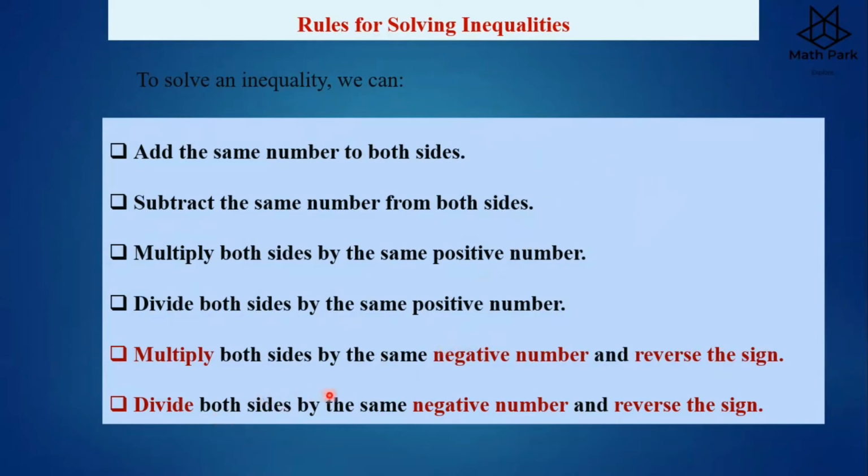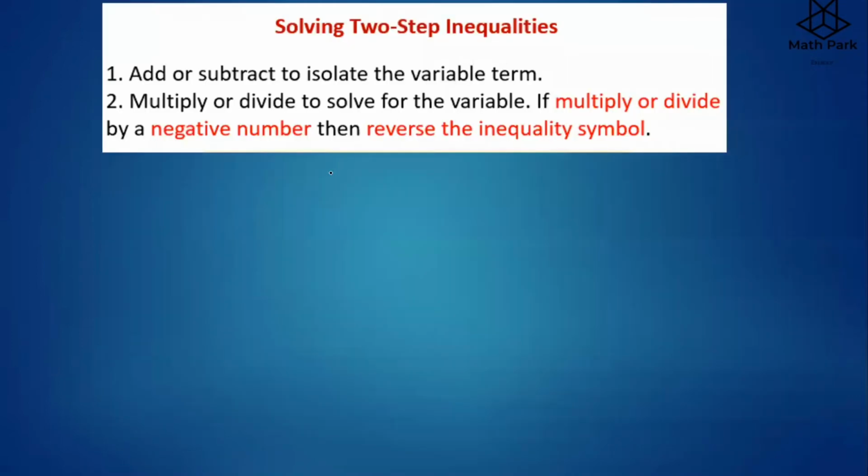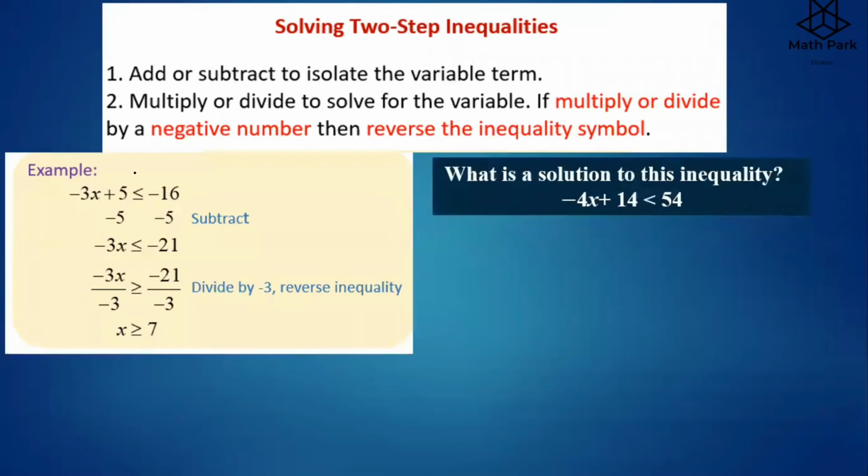When we divide both sides by the same negative number, it again reverses the sign. So this is very important for solving inequalities. We have to add or subtract to isolate the variable, as we have just seen in an example. We can either multiply or divide to solve for the variable. And if we multiply or divide by a negative number, then we reverse the inequality. That is what we need to remember. Very important point.